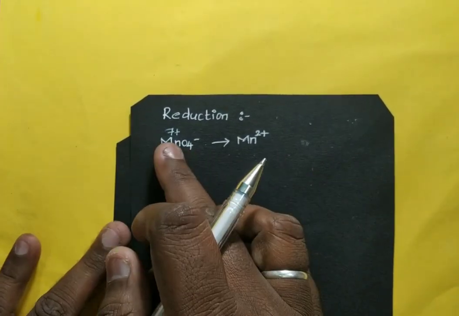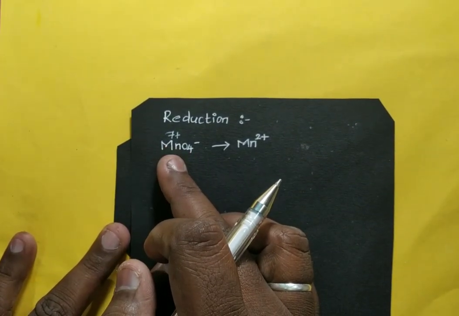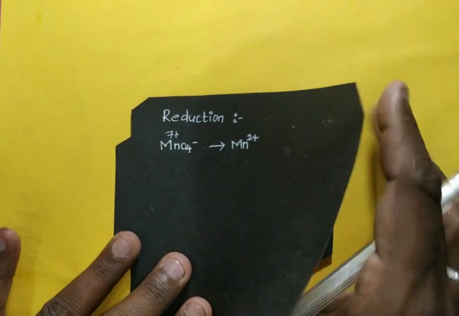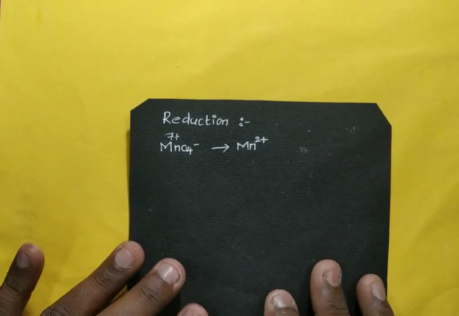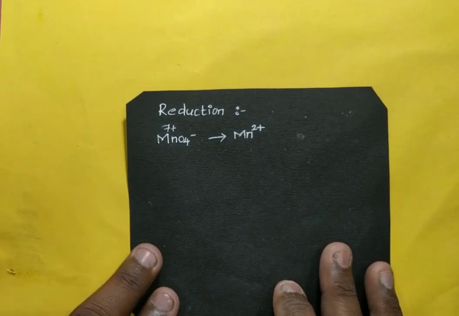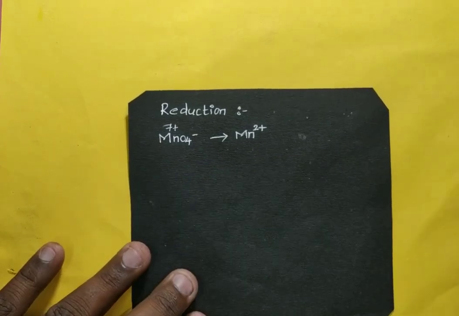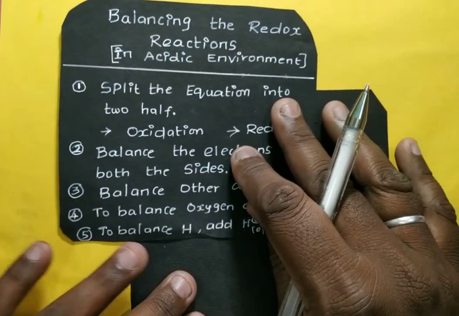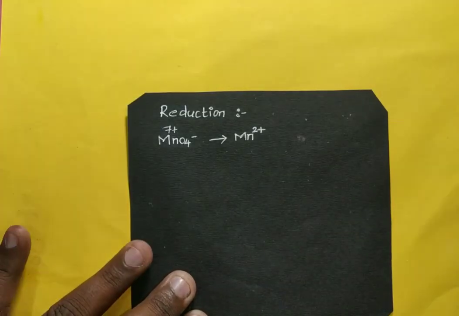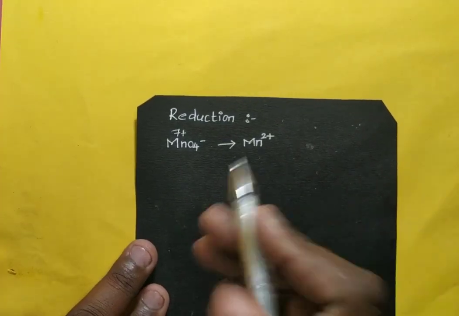So the oxidation state of Mn goes from 7 plus to 2 plus. That is called a reduction reaction. What does reduction mean? There will be an acceptance of electrons. How many electrons are accepted? What is our first step? We have to balance the electrons on both sides. First we have to balance the electrons.